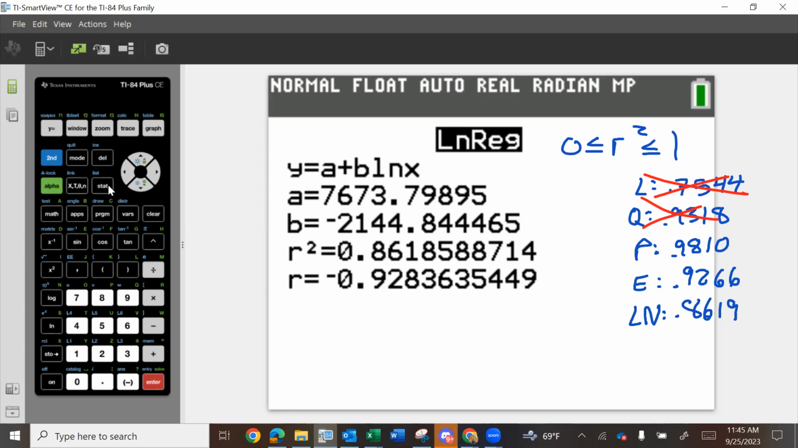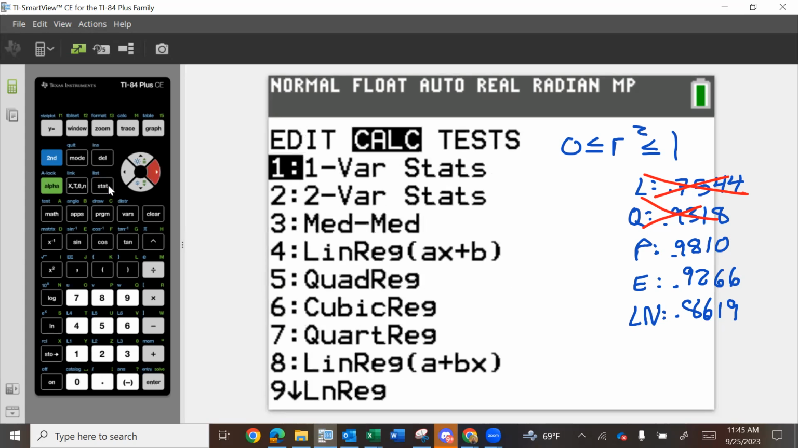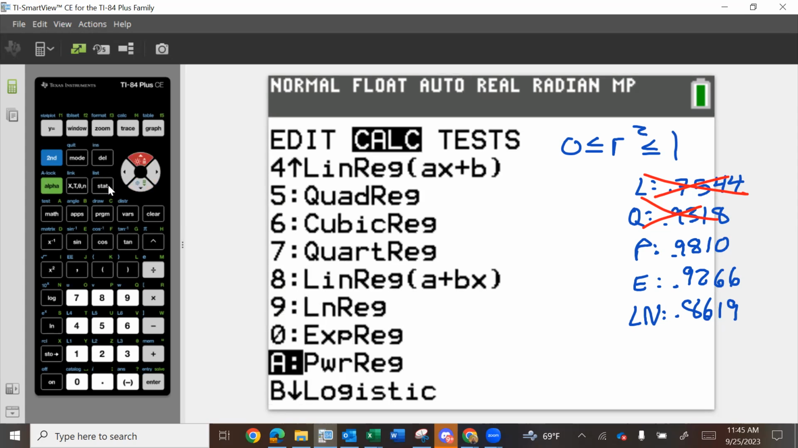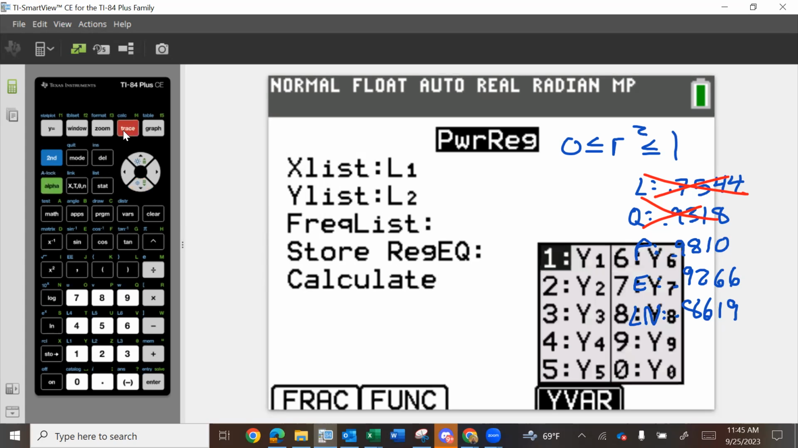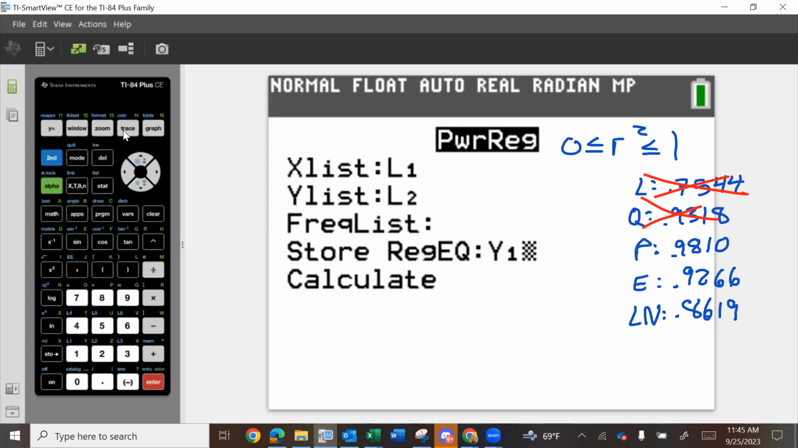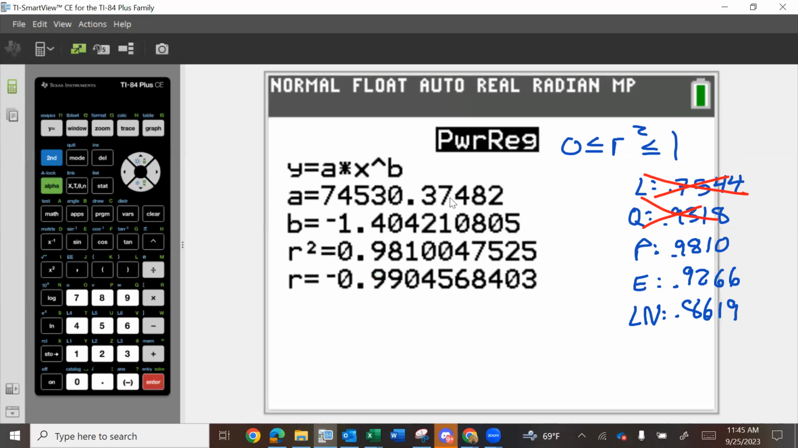So what I'm going to do instead, I'm going to show you a new trick here. For power model, I'm going to go down to the power there, and then I'm going to put my cursor right here. And I'm going to say, hey, calculator, I want to store the regression equation somewhere. I'm going to go green, trace, and I'm going to pick Y1. So now when I hit calculate, it's going to store the equation in Y1. I still get the same equation, and the same R squared value, the 0.9810.